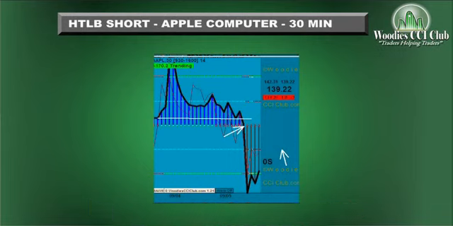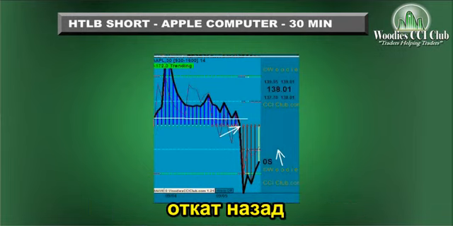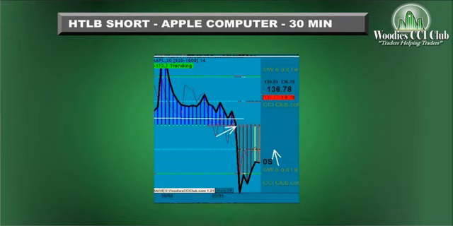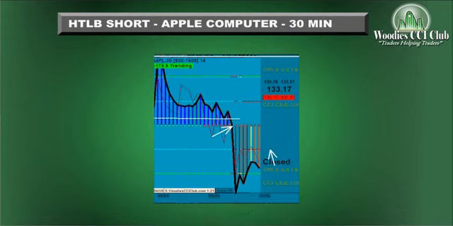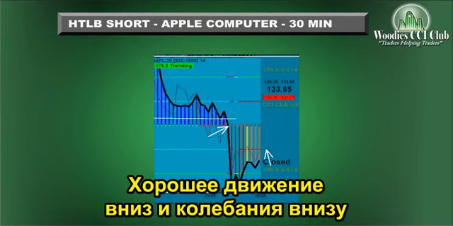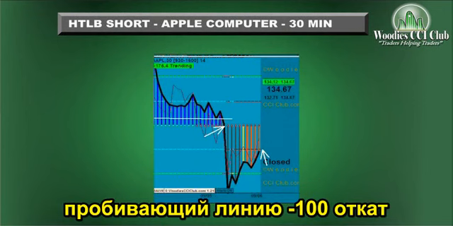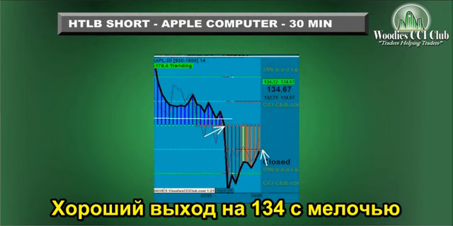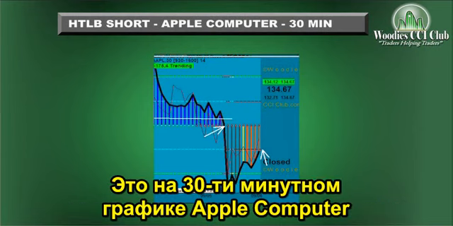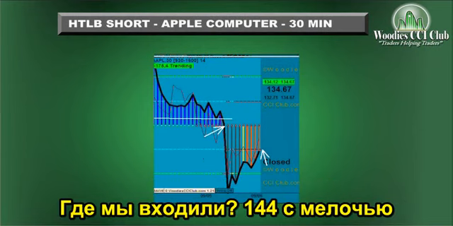Right down to extremes. Coming back, some normal profit taken, some more pushing down. See, we had good movement down. They couldn't push it down very much. Coming back through. And a nice exit around 134 and change. That's on Apple Computer, a 30-minute chart.